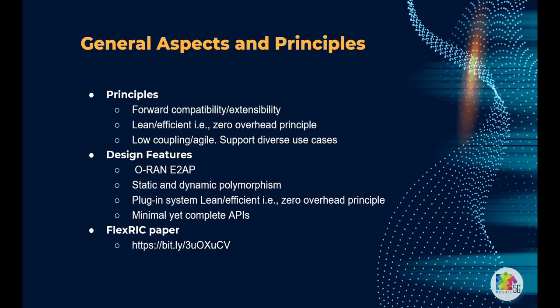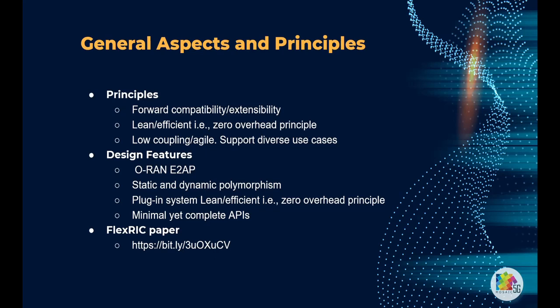And the reason we took this zero overhead approach is because we foresee scenarios where you need a RIC which has a minimum footprint, like a drone scenario. You need a RIC that is very small in footprint. Low coupling, so we don't use any libraries in FlexRIC. Everything is implemented, so no dependency, except for ASN.1 and FlatBuffers.